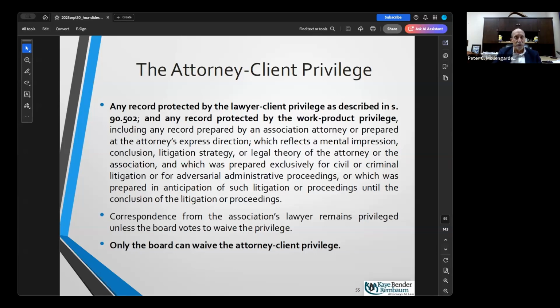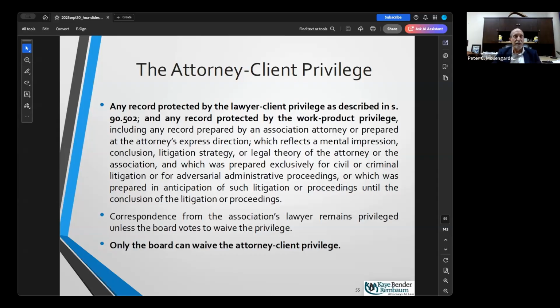Any record protected by the lawyer-client privilege, as set forth in section 90.502 of Florida statutes, and any record protected by work product privilege. That includes any record prepared by an association attorney or prepared at the attorney's express direction, which reflects a mental impression, conclusion, litigation strategy, or legal theory of the attorney or the association, and was prepared exclusively for civil or criminal litigation or for adversarial administrative proceedings, which was prepared in anticipation of that type of proceeding until the conclusion of the litigation or the proceeding.